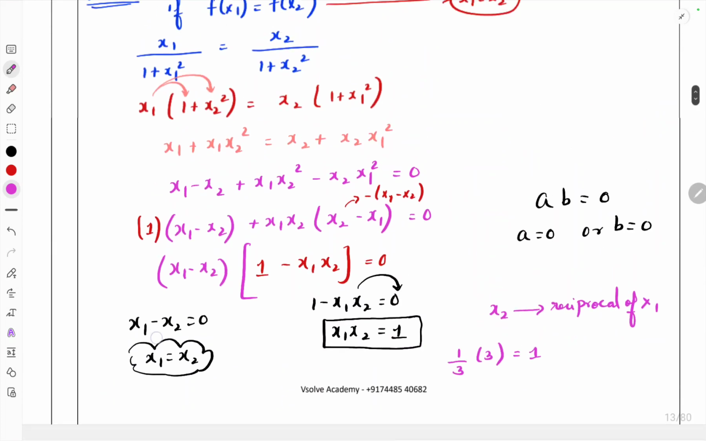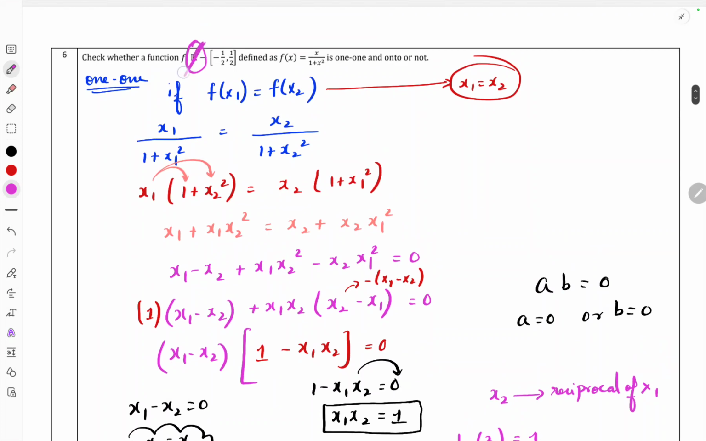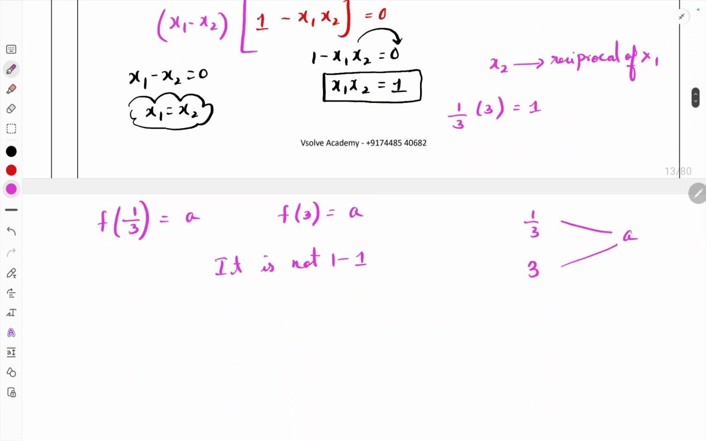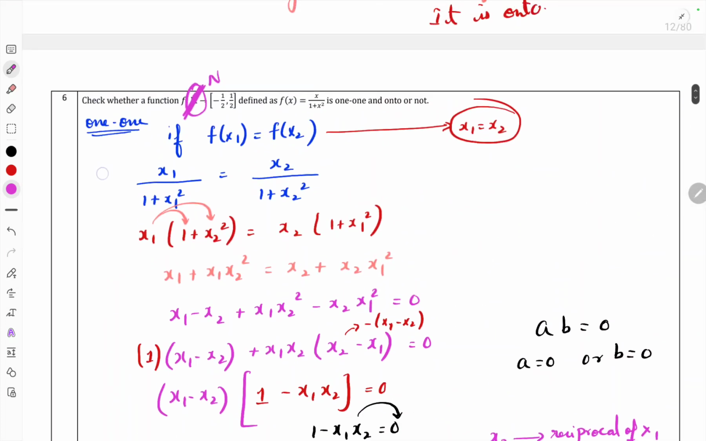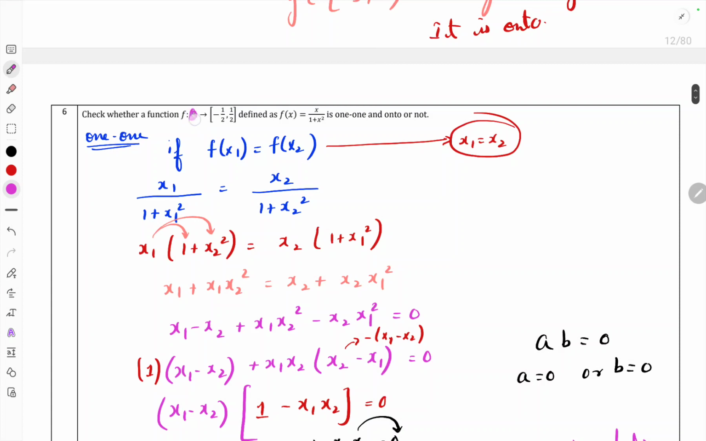Now same question, instead of real number, if we have natural number. So in natural number, if we take any natural number 3, the reciprocal of this 3, 1 by 3, is not a natural number, which means x1 into x2 cannot be equal to 1 if x1 is not equal to x2 in natural number. So if they have given the same question, in place of real number, if they have given natural number, in this case it will be 1 to 1.